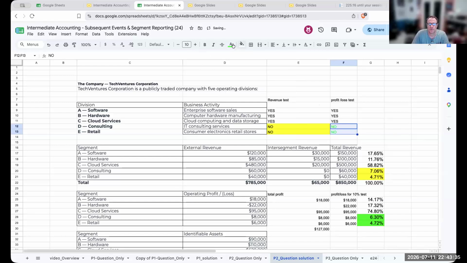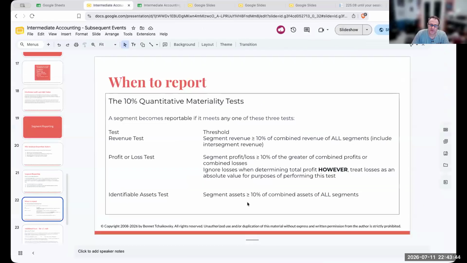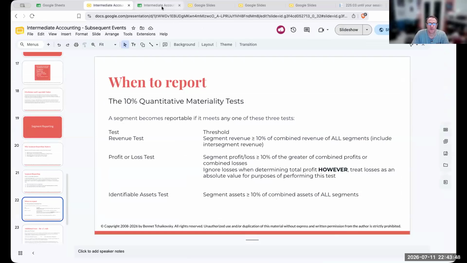We'll use blue for the next one, but of course I screwed that up. Let's put this over here. Okay, so that is essentially this part here. Now let's take a look at our next test. The segment assets are 10% of the combined assets of all segments.